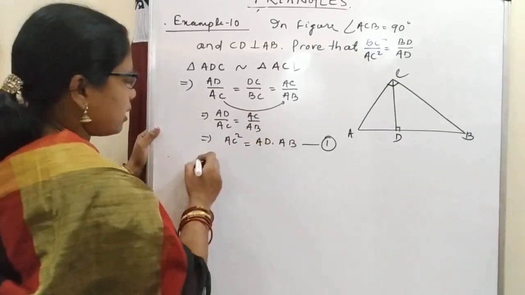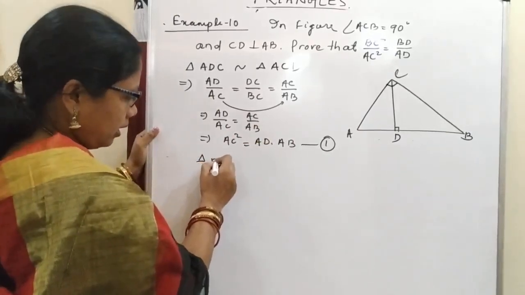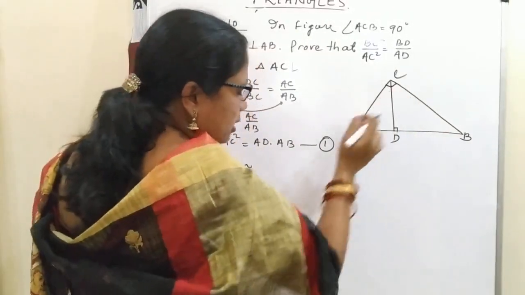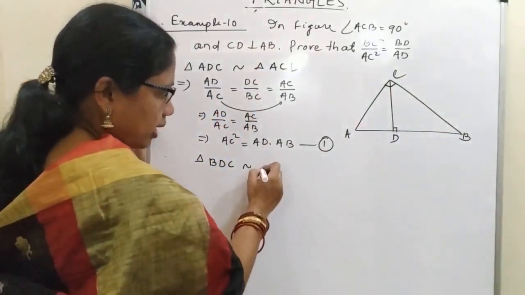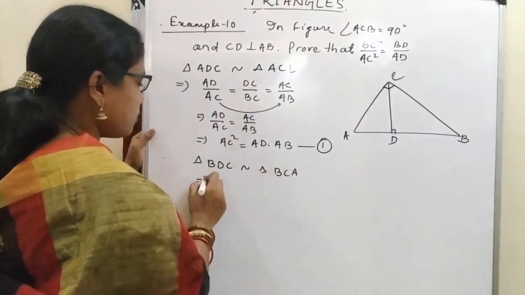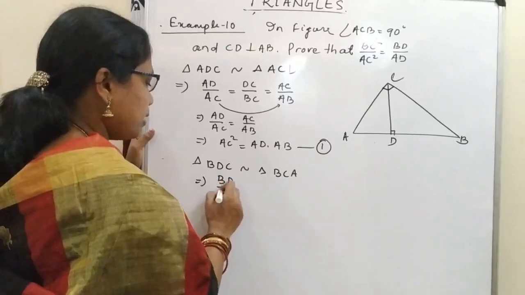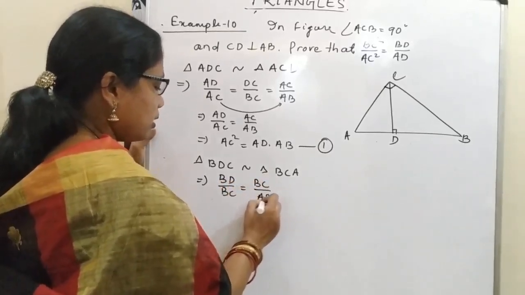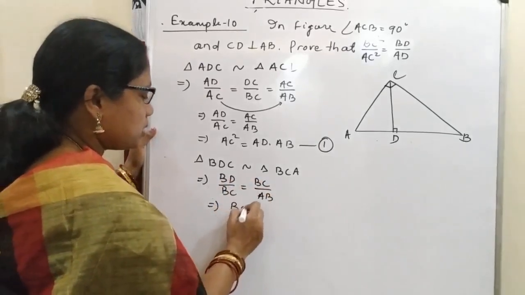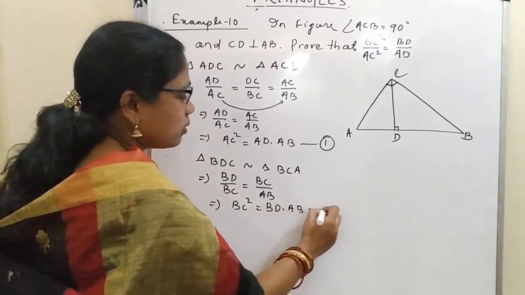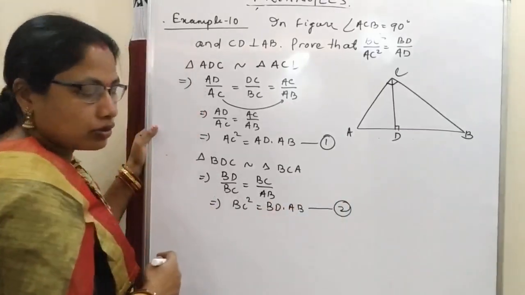Again, triangle BDC is similar to triangle BCA. So this implies BD by BC is equal to BC by AB. So BC square is equal to BD into AB. So this is our equation 2.